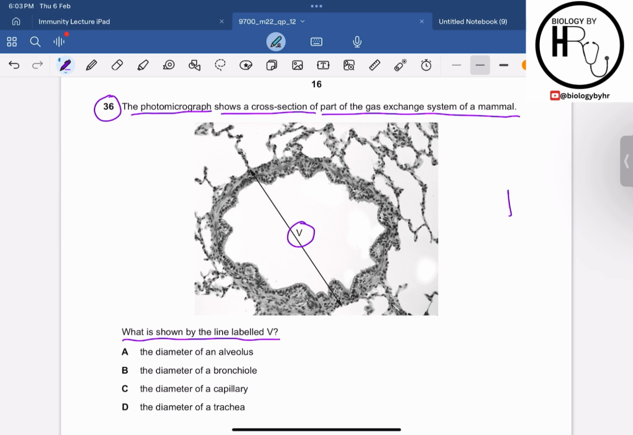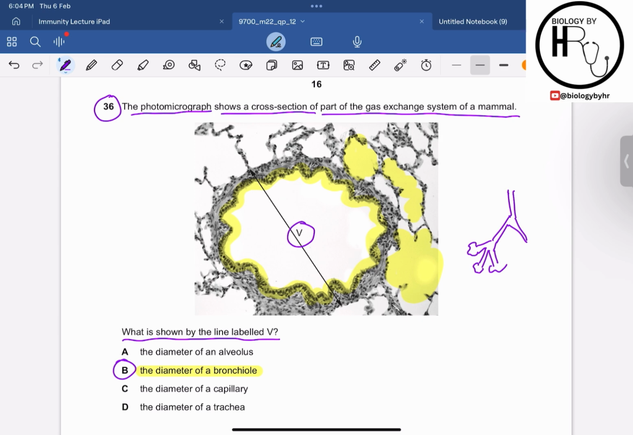If I tell you, so there is a trachea, then there comes the bronchus, right, and then there comes the bronchioles, right, and then you have the alveolus. So if you guys see over here, this structure over here are the alveolus, right, and this structure, you guys can see it has a ciliated epithelium which is wavy in nature, right. So the ciliated epithelium which is wavy in nature is basically a characteristic of the bronchioles, right. So basically this V is representing the diameter of the bronchioles. So hence the correct answer for question 36 over here is option B.